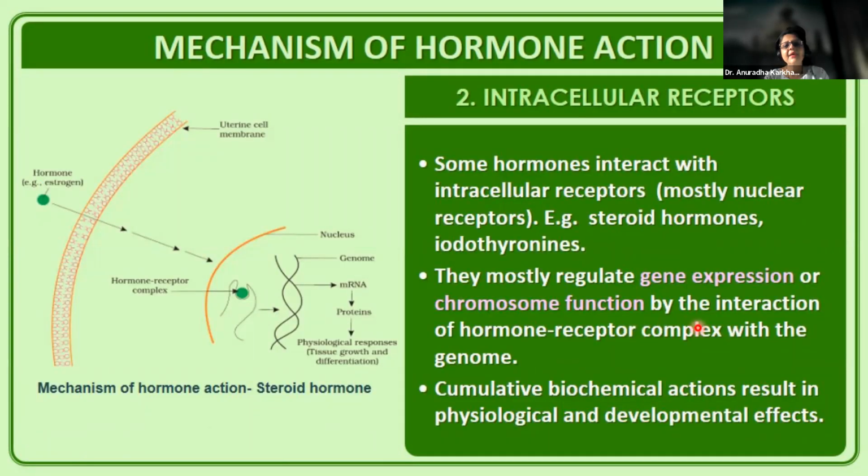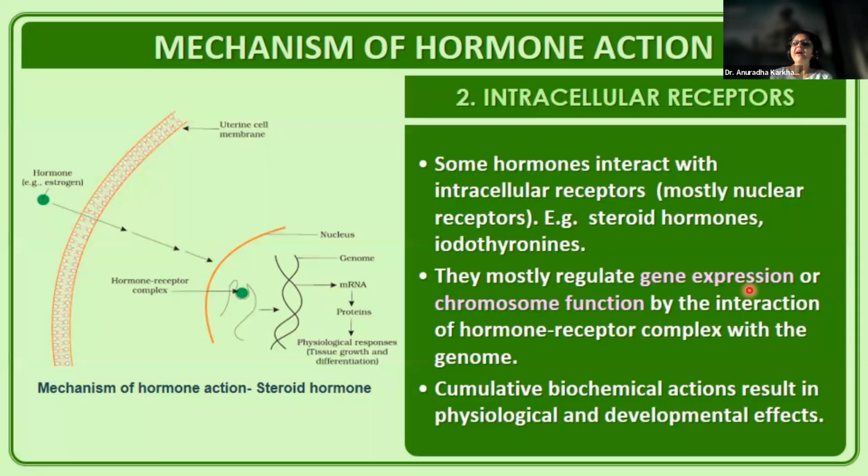Intracellular method. Some hormones interact with intracellular receptors, mostly nuclear receptors. So these receptors will be present inside the nucleus. Examples: steroid hormones, iodothyronines. Okay. They mostly regulate gene expression or chromosome function. Means why do they have to enter the nucleus? Because they want their effect to be seen in the chromosome, or in the gene. So they directly go and attack the DNA.